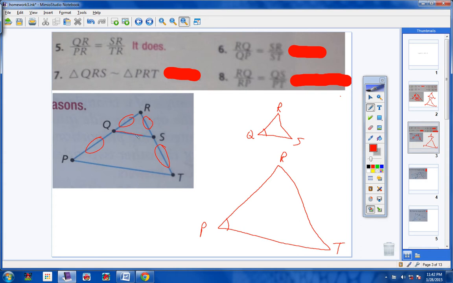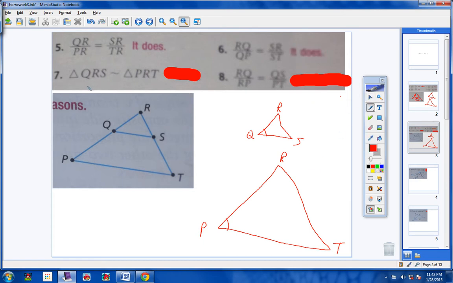Well, this line that's drawn has divided these two sides up proportionally to each other. So because of theorem 8.5, yes, those two lines are parallel. So definitely yes. Okay, moving on to this one here.